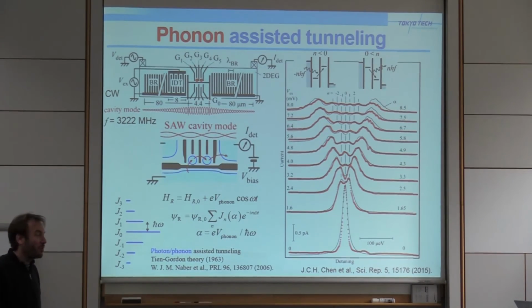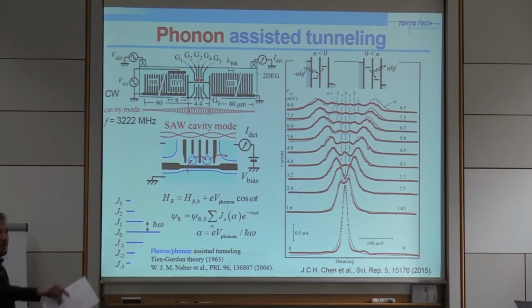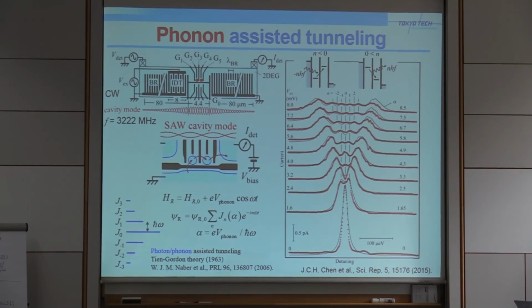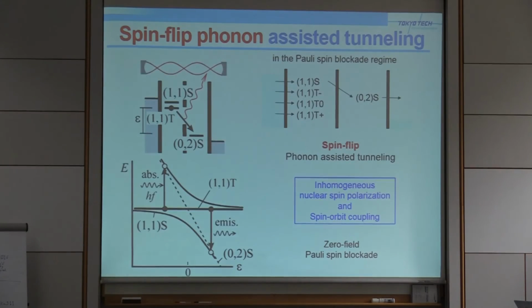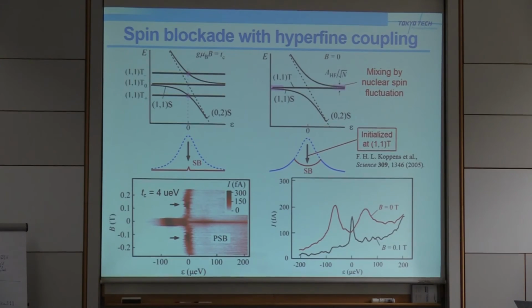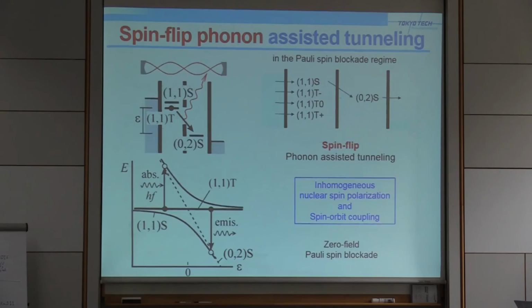More questions? So this effect of the spin flipping, do you know where it comes from? Is it a pure electric effect? Yeah, this is due to the nuclear spin fluctuations. So we are working at zero magnetic field.